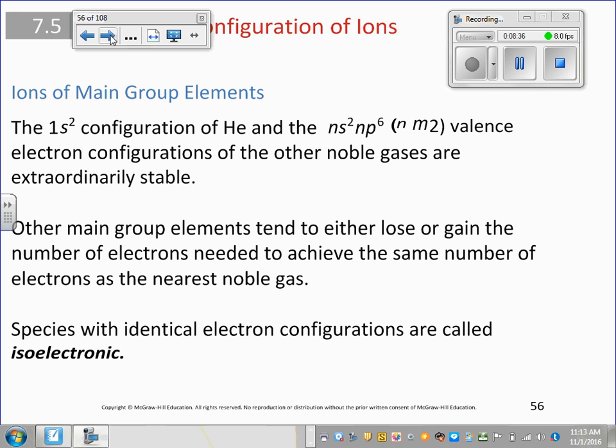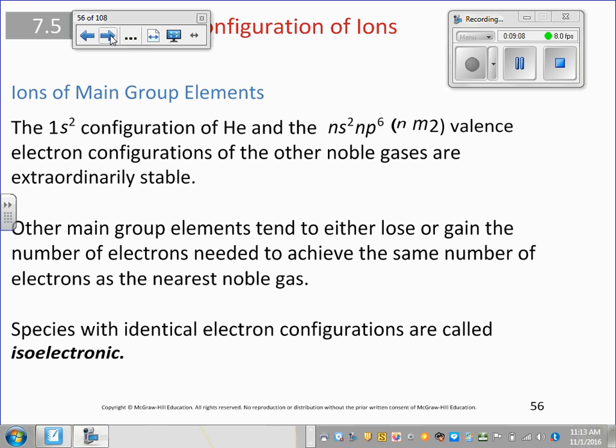Everything wants to be like column 8. So it's going to react. Remember we said reactions occur with the outermost valence electrons. They're going to occur so that the elements that react end up with those magical 8 electrons. And species with identical electron configurations are called isoelectronic. Is that all right, isoelectronic? I think so in this class.